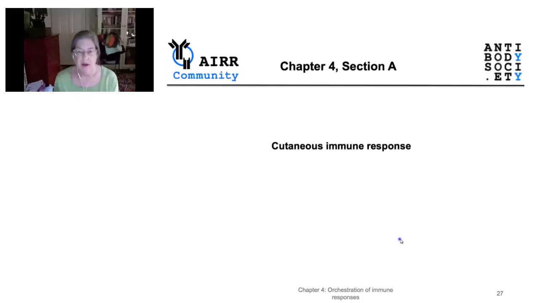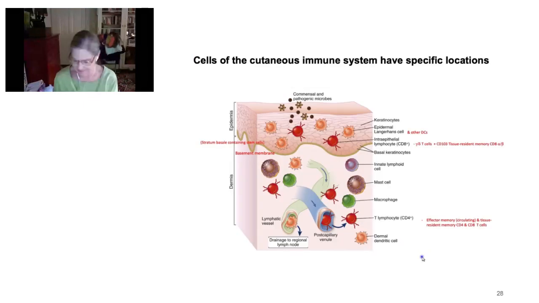Probably isn't exact. So now what I want to do is put together the overview of the cutaneous immune response. And cutaneous means skin. So this is the immune response in your skin. Duh. Okay, so we first have to think about what the skin looks like. So your skin has 2 layers to it.